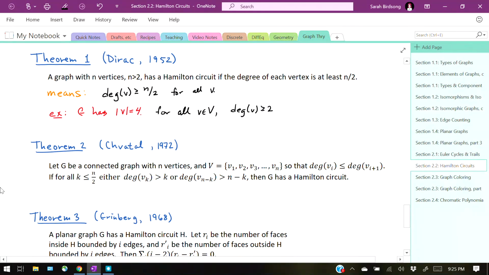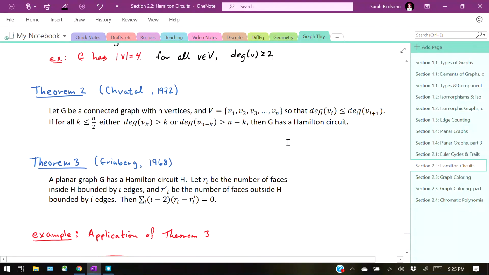Second theorem is by Chvátal, and this one says, all right, what happens if you have a connected graph with n vertices, and this one actually gives you what the vertex set is. So we just label the vertices vertex 1, 2, 3, etc., all the way down to n, whatever n actually is. Now here's what this one is talking about.